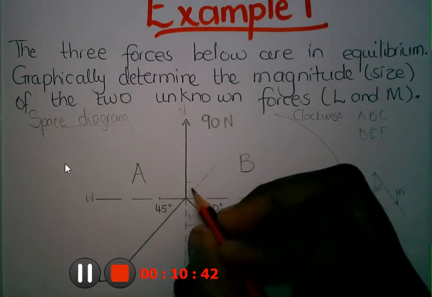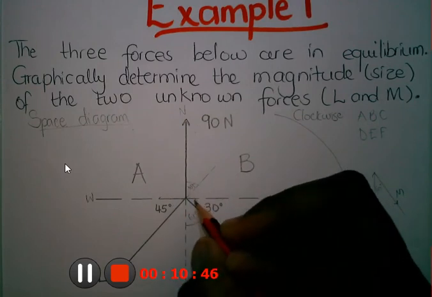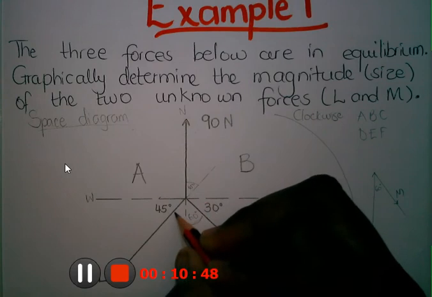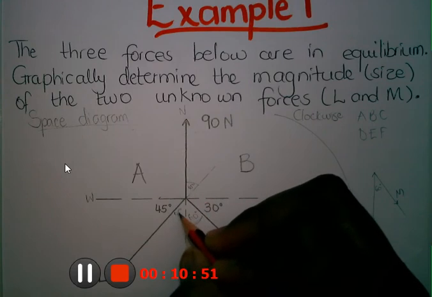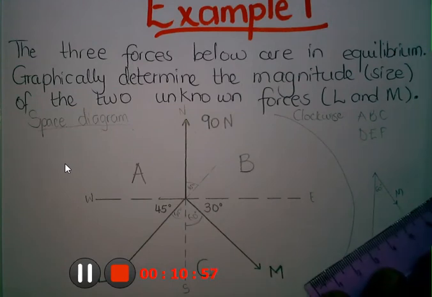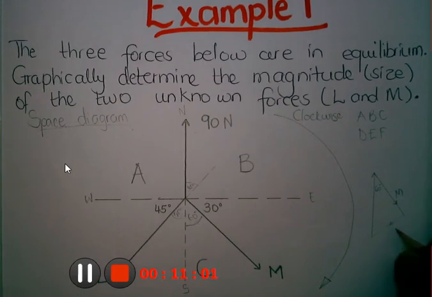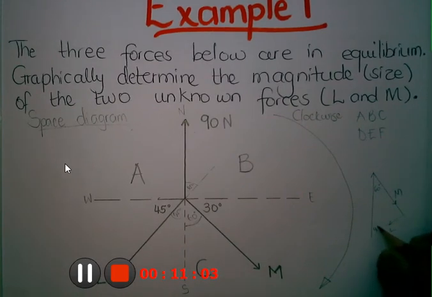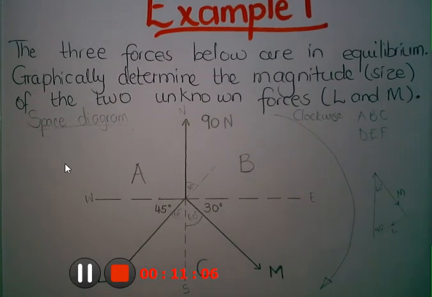So if this is 45 degrees, these two angles are equal. So at this corner you will measure 45 degrees, and then you will draw your triangle. So L will be there with 45 degrees.